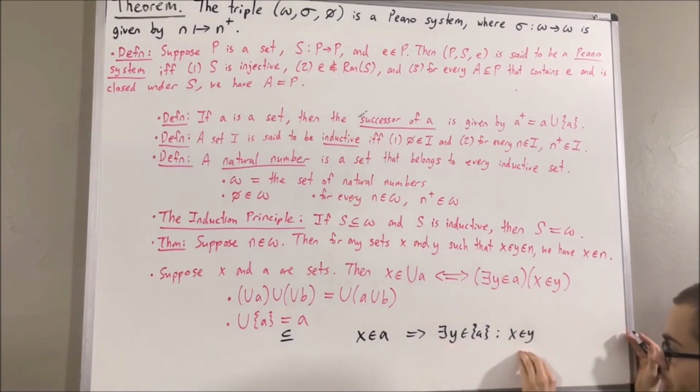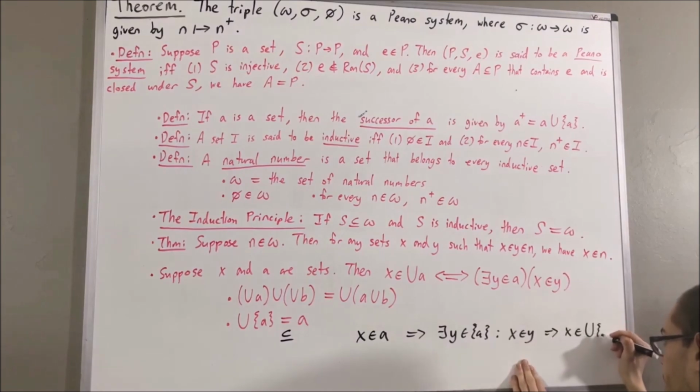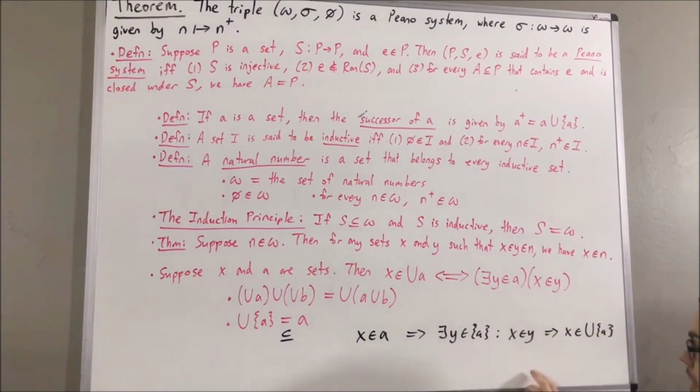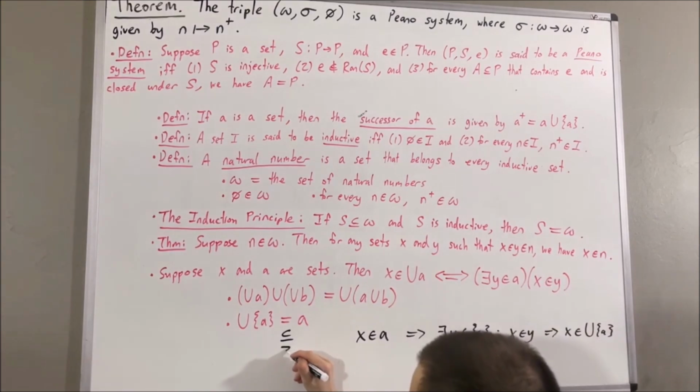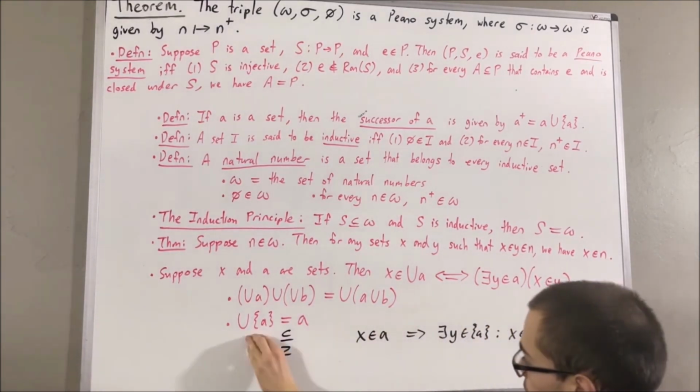And that's precisely what it means by definition for X to be an element of the union of the singleton set of A. It means that X is an element of some set in the singleton set of A. And so this shows that the other inclusion is true, right? And therefore the two sets are equal.